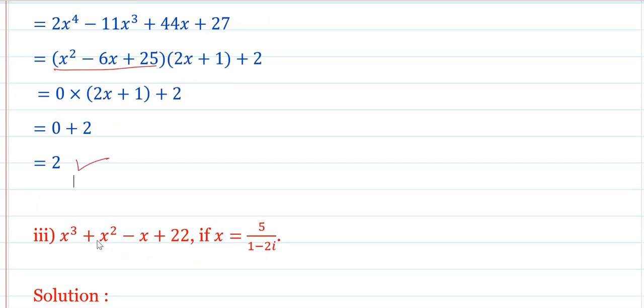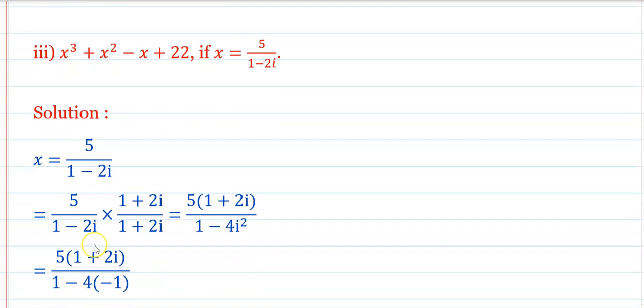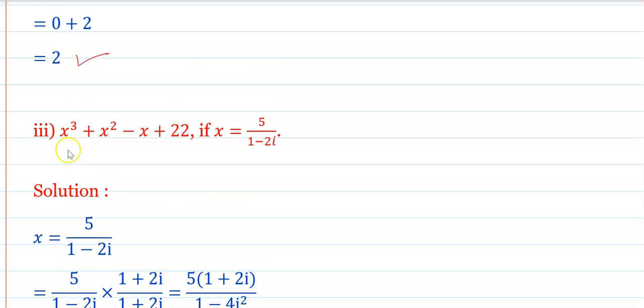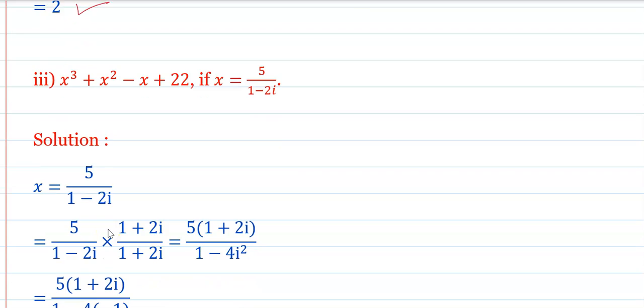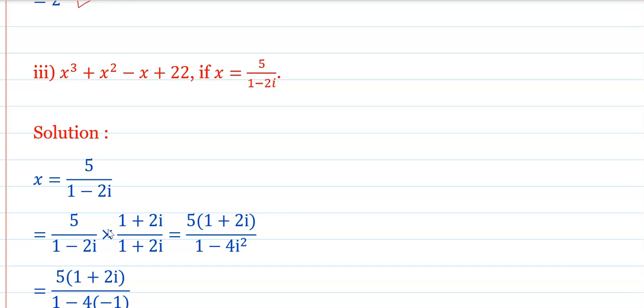Now the next question. x cube plus x square minus x plus 22 if x is equal to 5 upon 1 minus 2i. Okay. Multiply numerator and denominator by 1 plus 2i. We will multiply by its conjugate. Therefore 5 upon 1 minus 2i into 1 plus 2i upon 1 plus 2i.